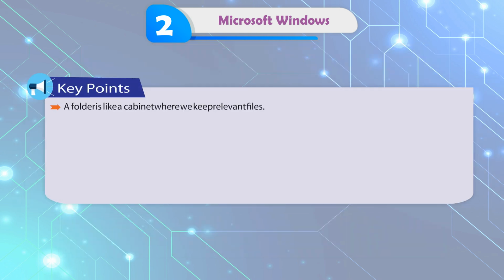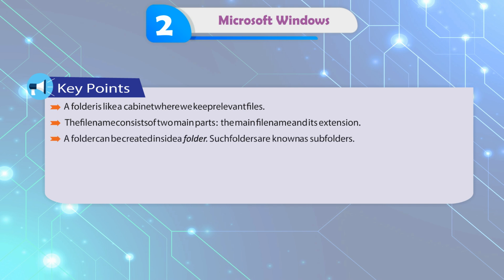Key points. A folder is like a cabinet where we keep relevant files. The file name consists of two main parts: the main file name and its extension. A folder can be created inside a folder. Such folders are known as subfolders.